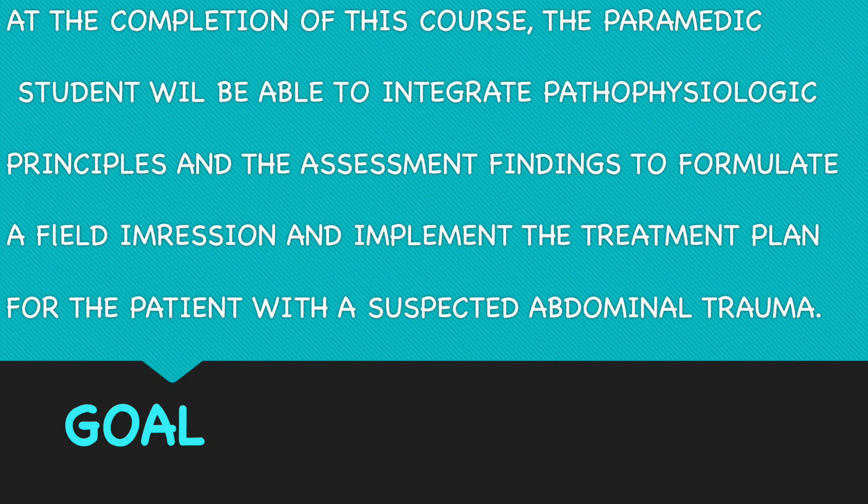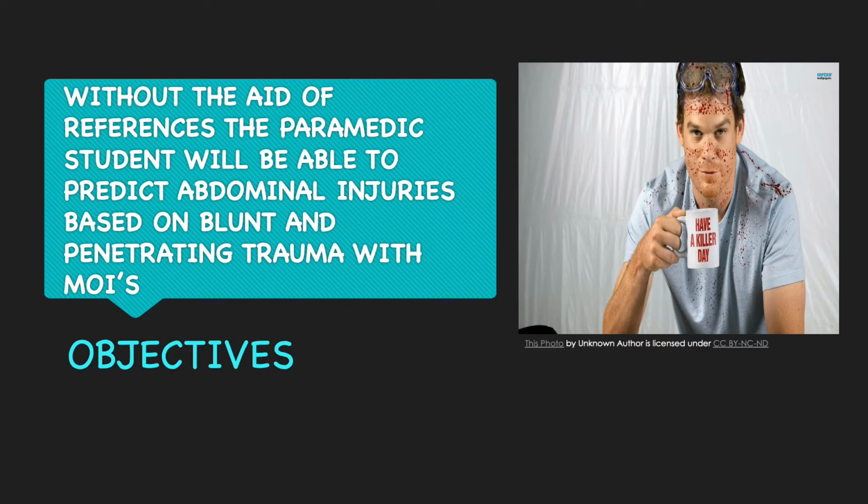At the completion of this course, the paramedic student will be able to integrate pathophysiologic principles and the assessment findings to formulate a field impression and implement the treatment plan for the patient with a suspected abdominal trauma. Our first objective is, without the aid of references, the paramedic student will be able to predict abdominal injuries based on blunt and penetrating trauma with the appropriate mechanism of injury.